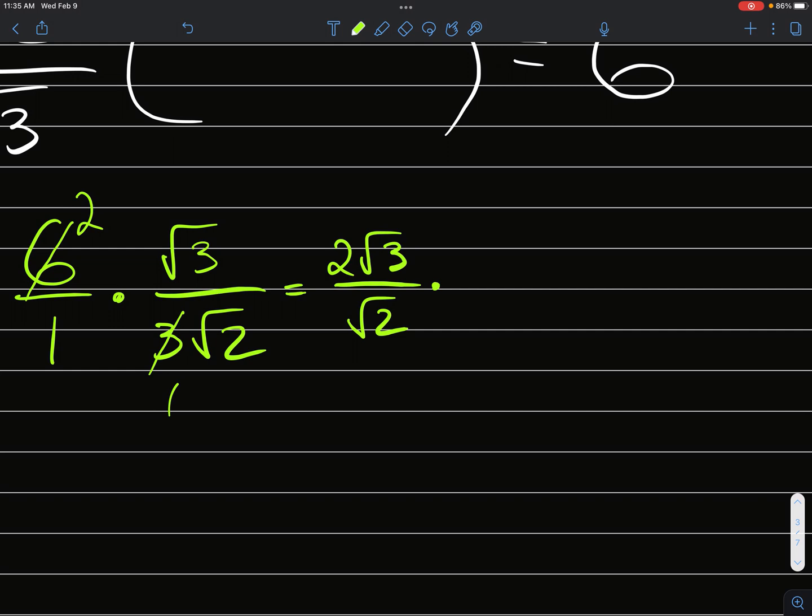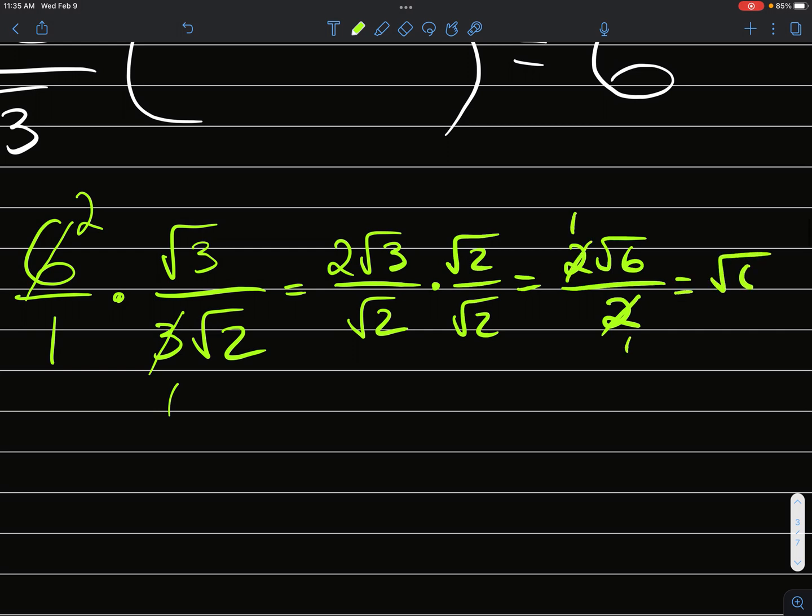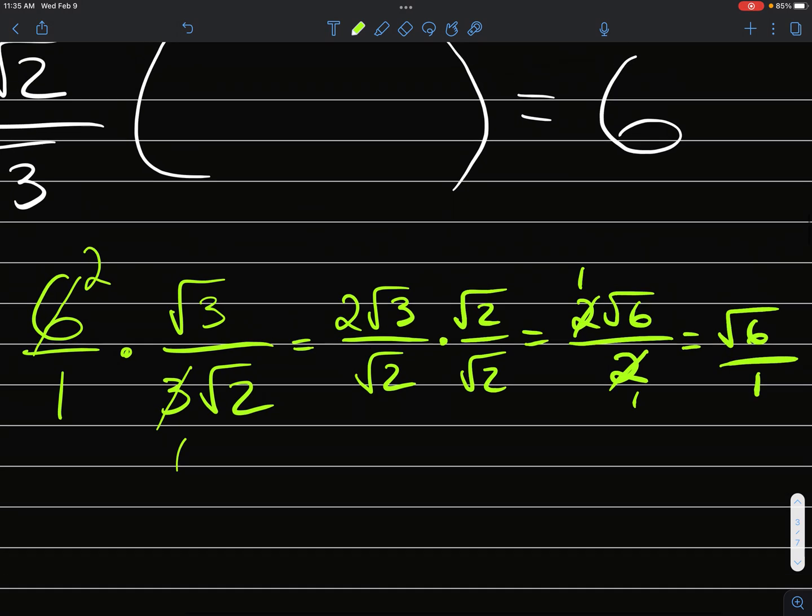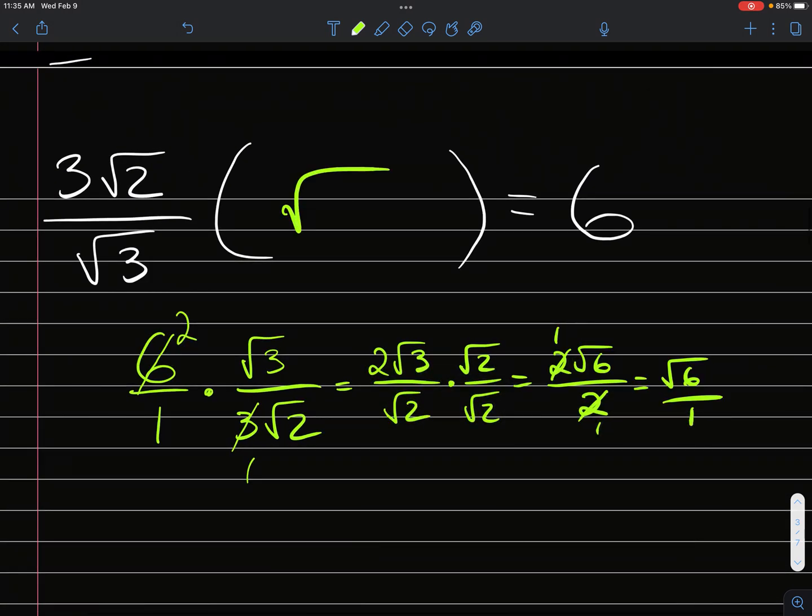And now pause anytime you need to. You know what I'm saying? I'm going to multiply top and bottom by radical 2. Radical 2. So then I get 2 radical 6, because 3 times 2. And then the bottom is just going to be 4. Look at this. 2 goes into 2 twice. Well, I mean once. Silly Kyle. Radical 6 over 1, a.k.a. just radical 6.